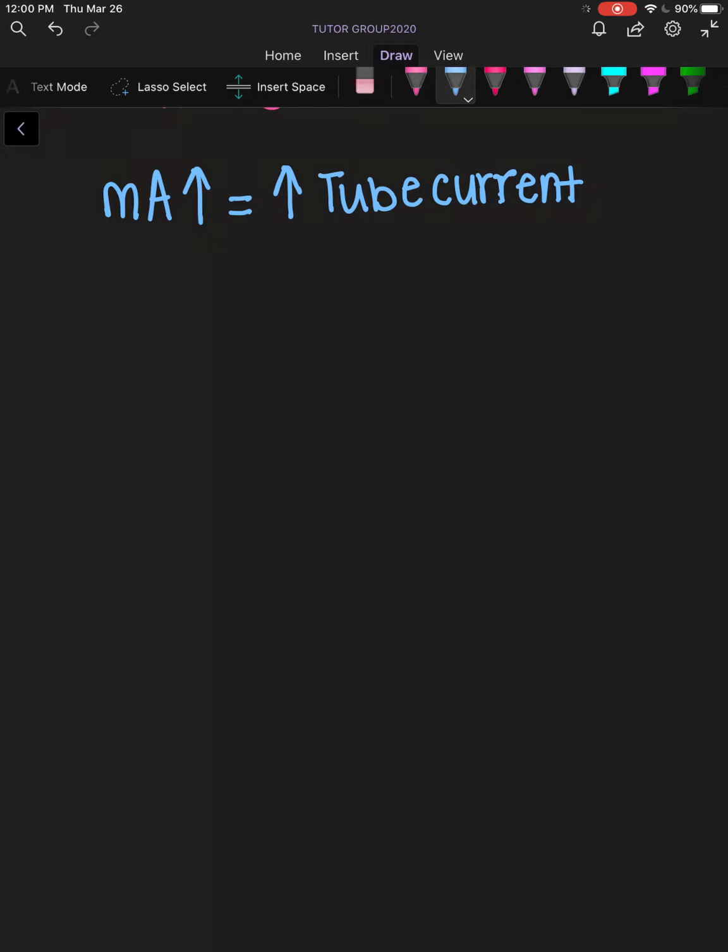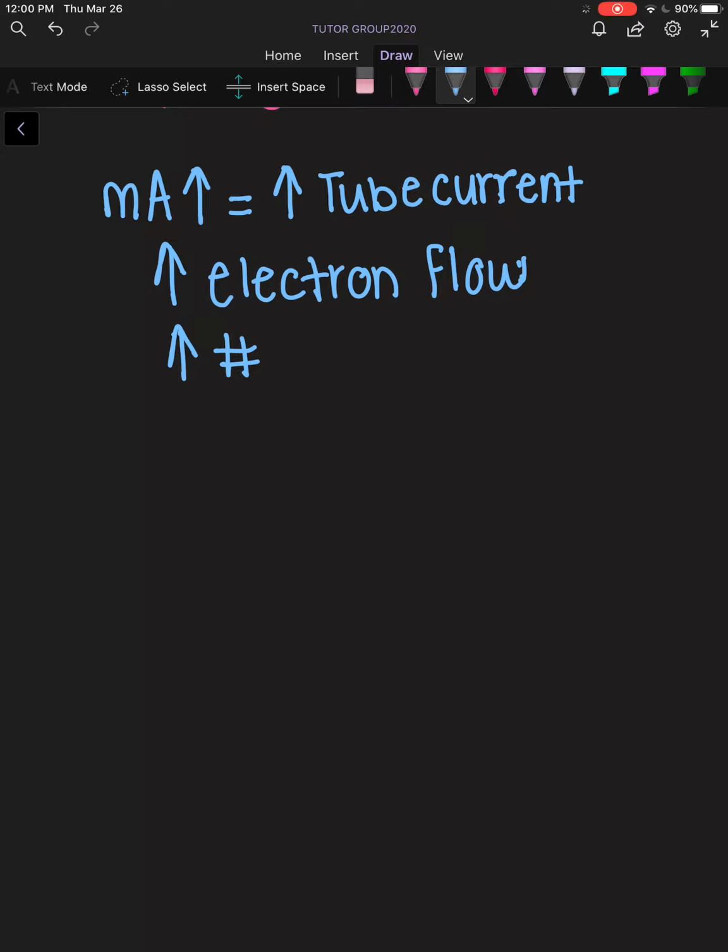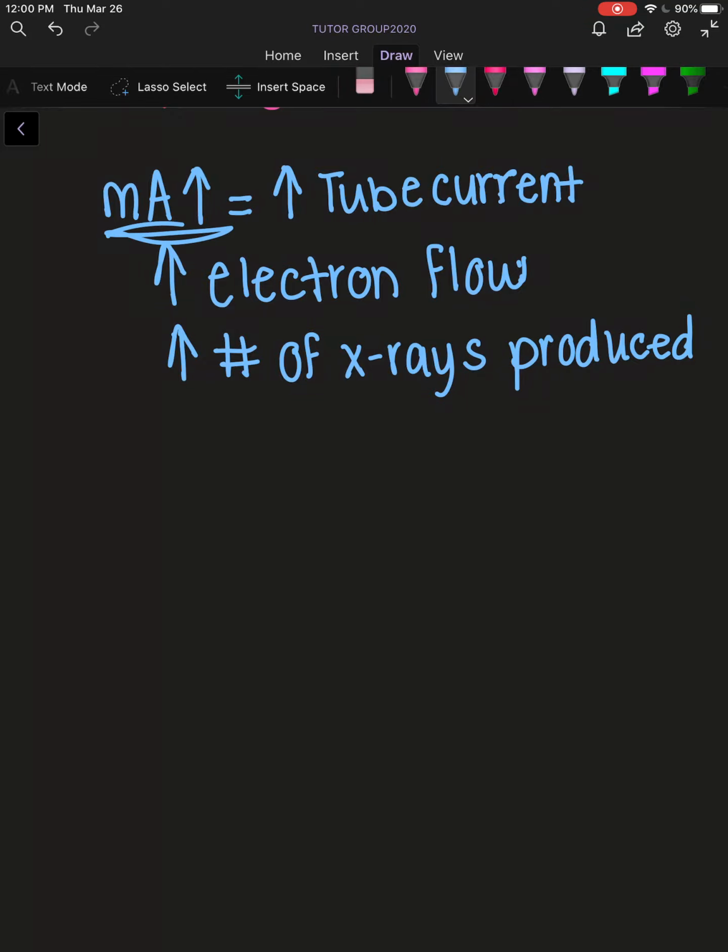Now, if we increase our tube current, which we know is the flow of electrons in the tube, that means we are going to be increasing the electron flow, which of course means we are going to be increasing the number of X-rays produced. So you could say that if we are increasing mA, then we are increasing the number of X-rays produced.